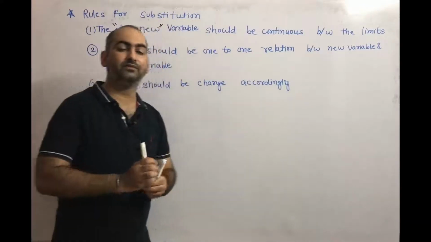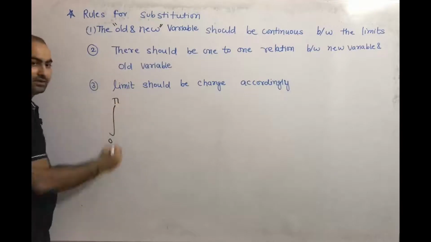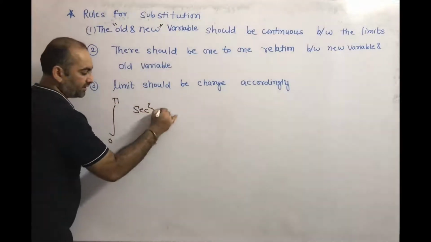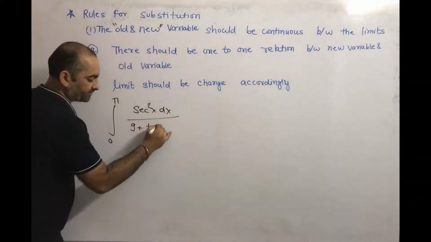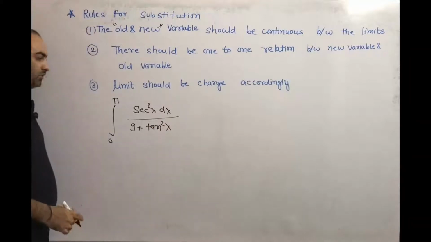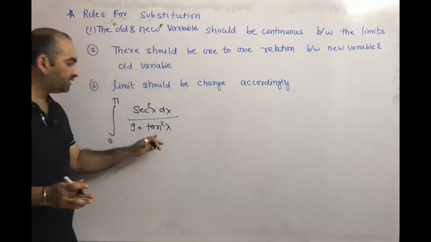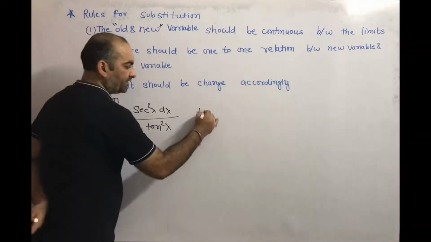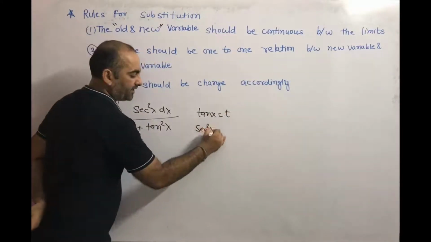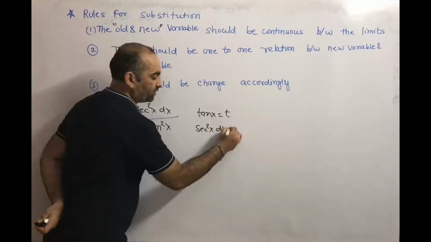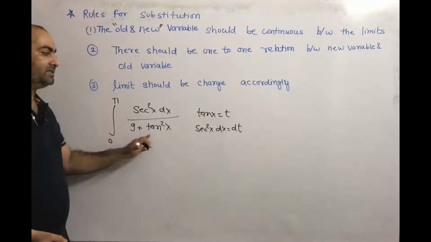To understand this one, we are taking one example. Suppose the integral from 0 to pi of secant square x dx divided by 9 plus tan square x. If you see this problem and you know indefinite integration, definitely you will take tan x as t, so that secant square x dx, the differentiation of tan x, becomes dt. So you will put dt, and 9 plus t square.